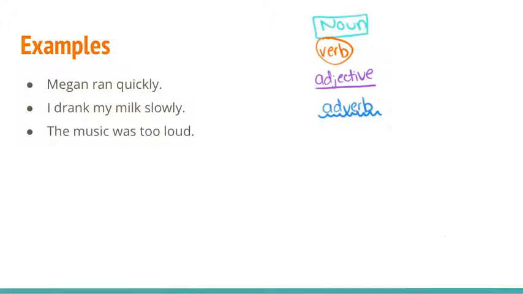Just as always, our nouns are going to be boxed in that lighter shade of blue. Our verbs are going to be circled in orange. Adjectives, if there are any, are underlined in purple, and our adverbs, which we are spotlighting throughout this video, will be squiggly underlined in a darker blue compared to what we had for nouns.